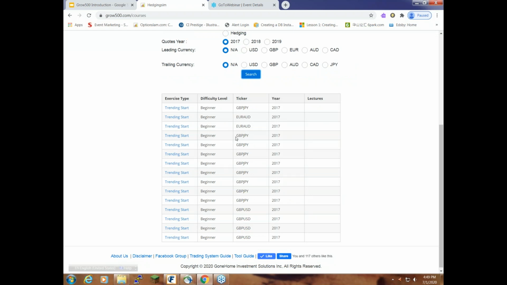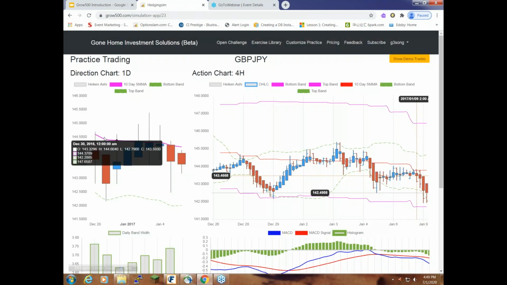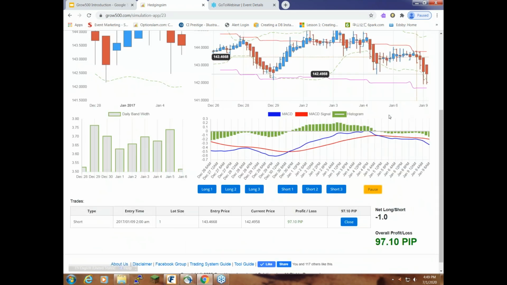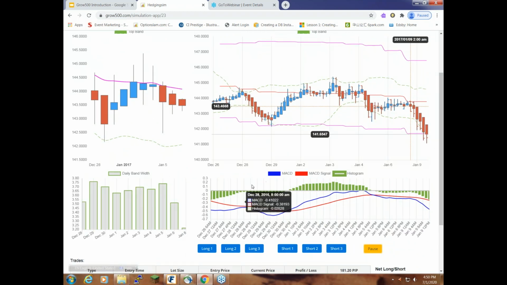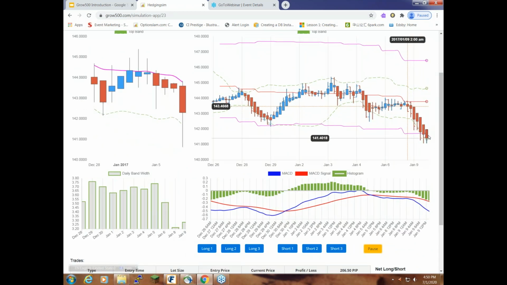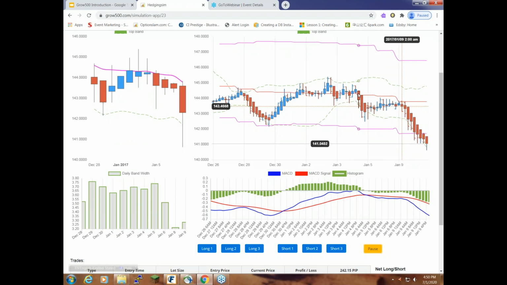For example, this is the pound versus yen in 2017. It has a trending start situation. So we can take a look at how it goes. How trends start from ranging. Where does it start? Obviously, it's ranging right now, right? So you hit start, let it run. So see how the situation changes, and if you have a trend going down, how do you react based on the situation?